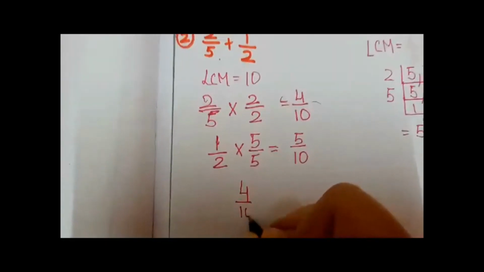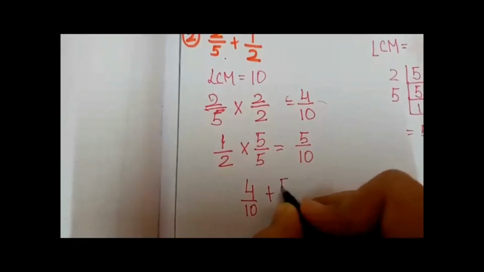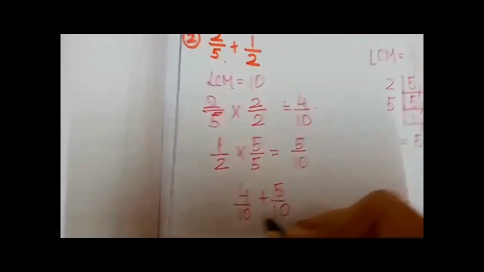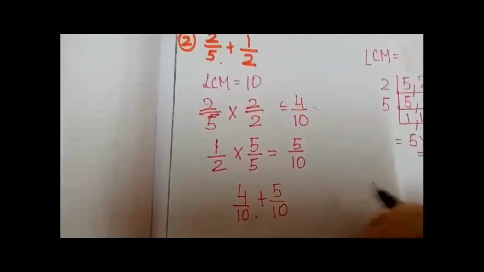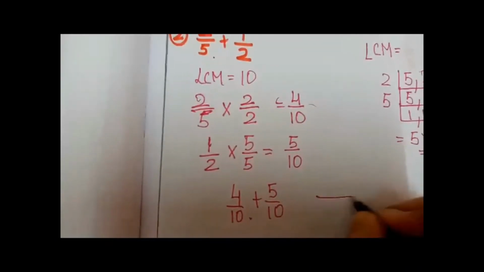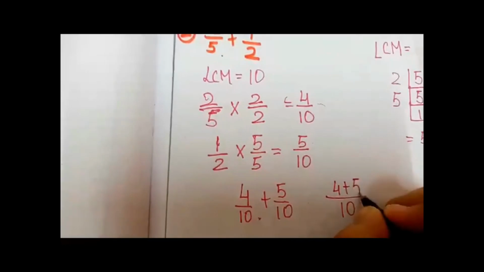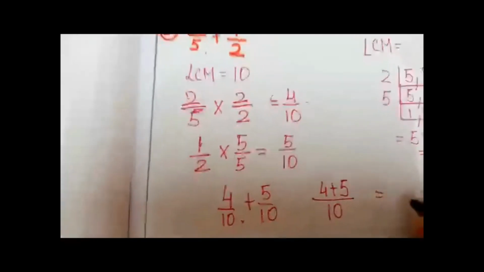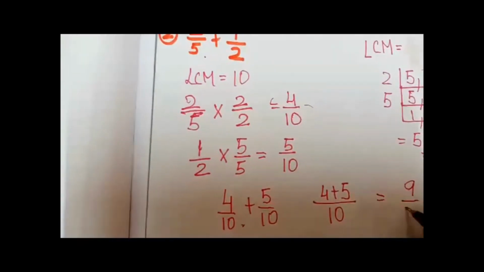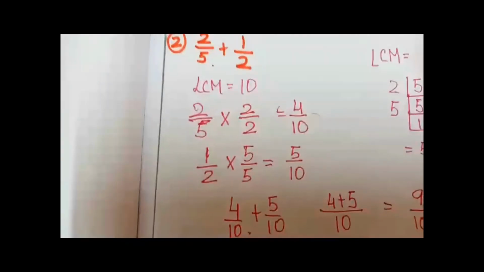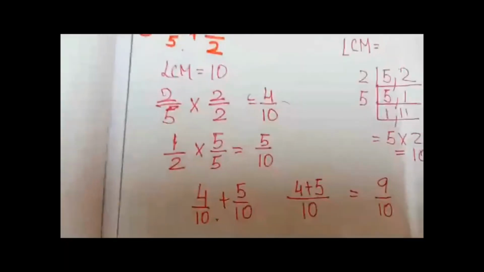So 4 by 10 plus 5 by 10. Here we have the denominator common. So write it commonly once. Add the numerators, 4 plus 5, which is nothing but 9 by 10. This is the way to solve an unlike fraction.